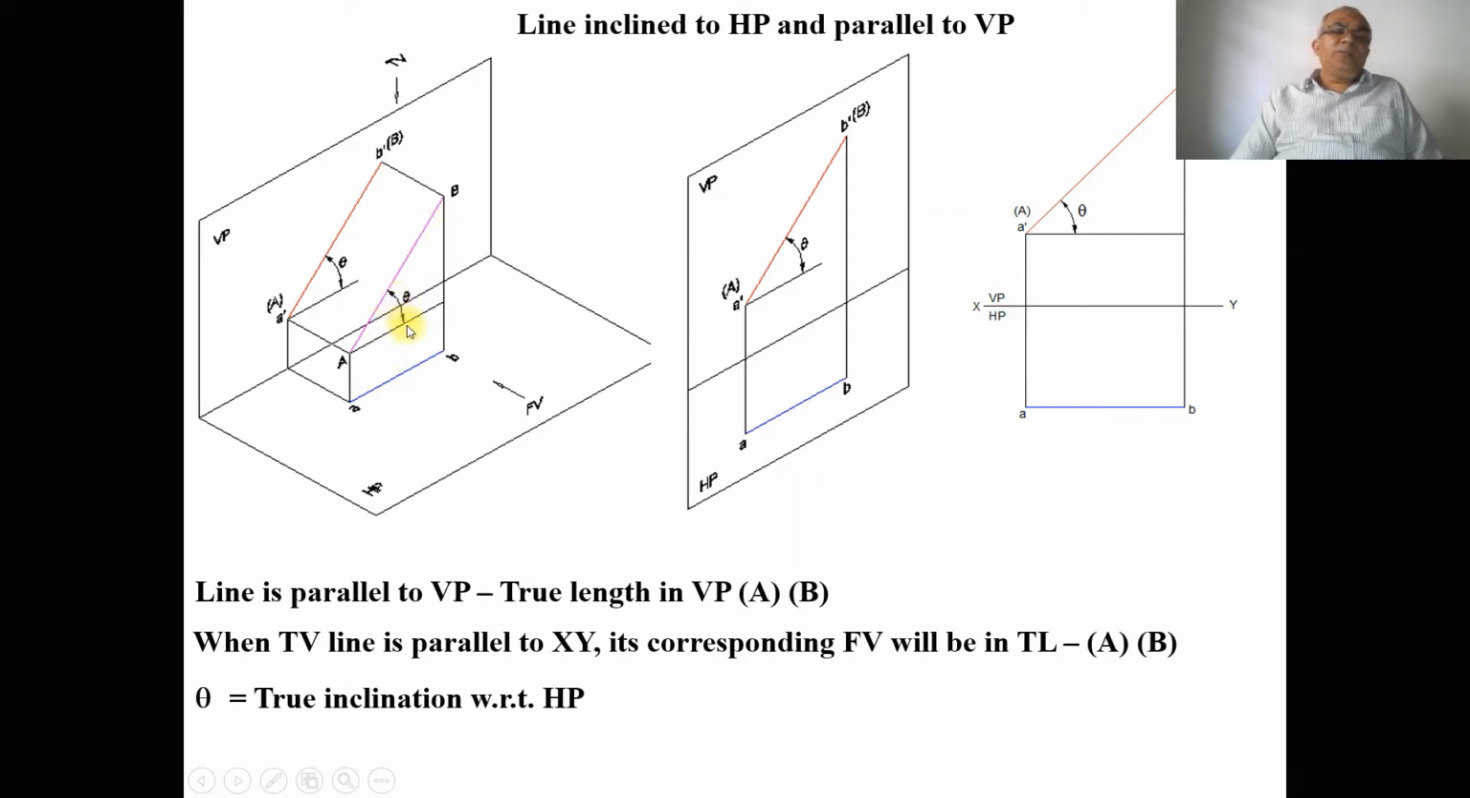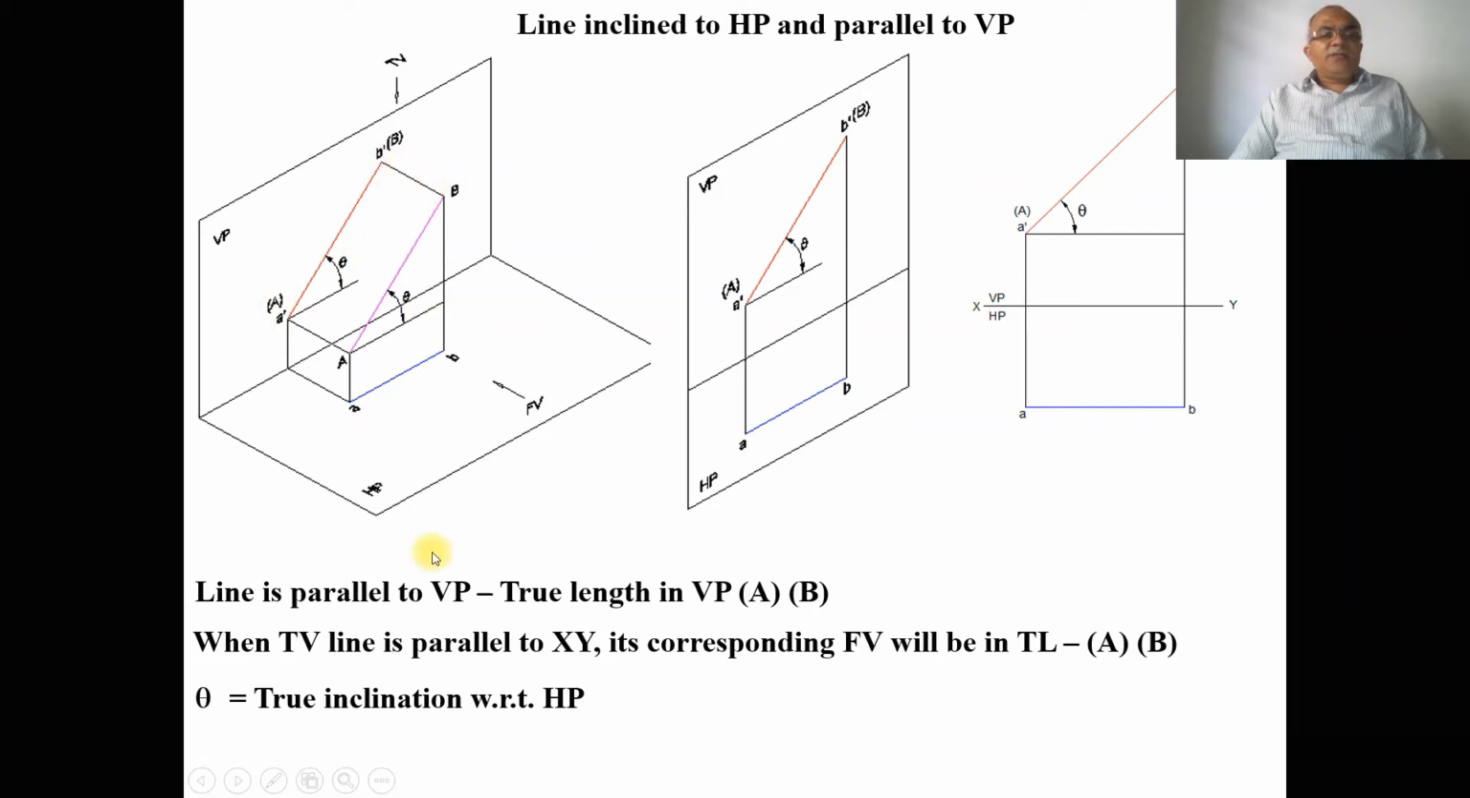When the line is inclined to HP, and it is projected from the front view, you can see that the image will fall on the vertical plane. When you look from the top view, the two endpoints of the line are equidistant from the vertical plane. So the line is parallel to VP, and when it is projected, you will see the points small a and small b. When the line is parallel to VP, its true length is seen in the vertical plane.